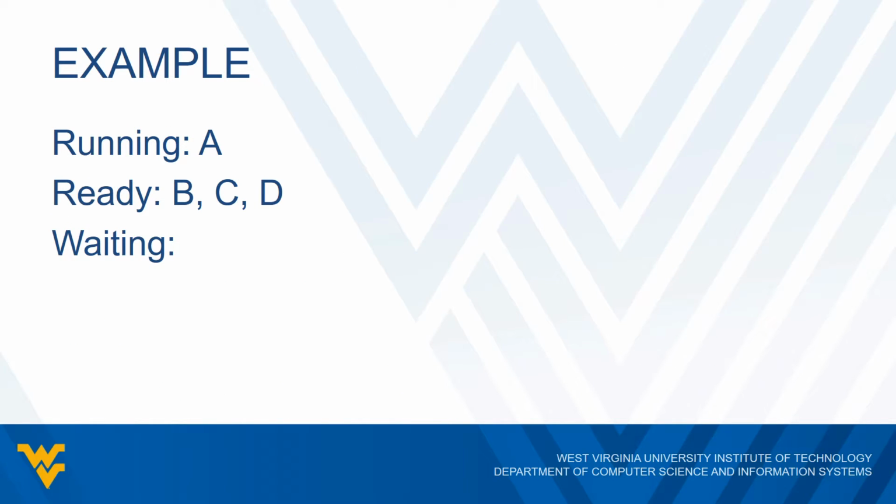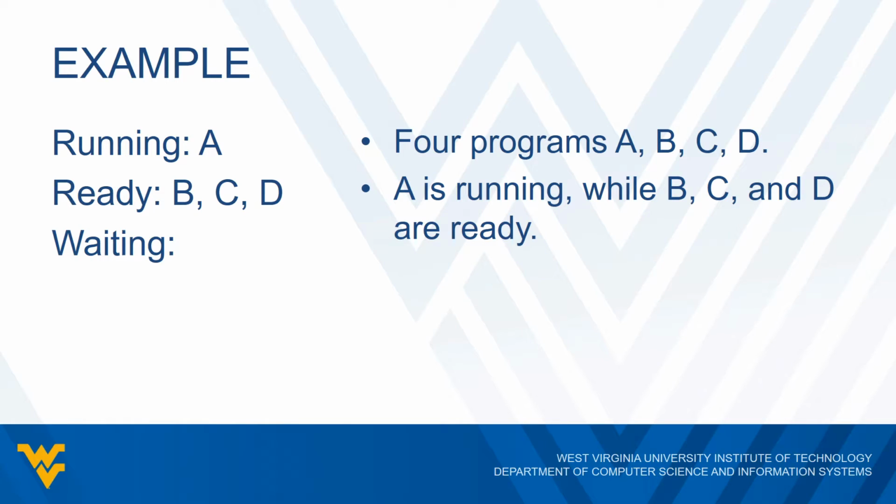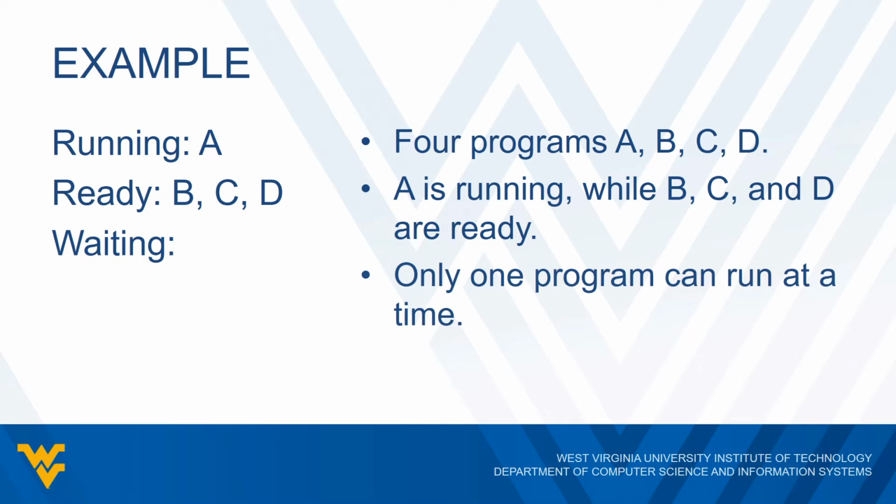So let's take a look at an example of a couple programs and see how these lists might look at some instant in time. So here we have 4 different programs, which we're calling A, B, C, and D. And these programs are in memory. Program A is executing on the processor, and programs B, C, and D are ready to run and are in the line waiting to run. So remember that only one program can run at a time. So that means A right now gets some time with the processor to run.